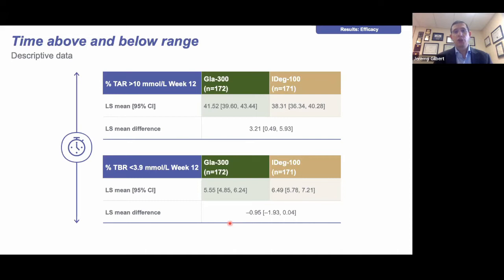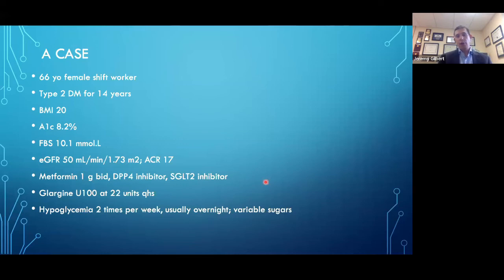This is some of the descriptive data with time above range and time below range. As you can see here, not a huge difference between either product. And again, we're trying to minimize time above range and time below range in this trial. So I'm going to conclude this section with a case.